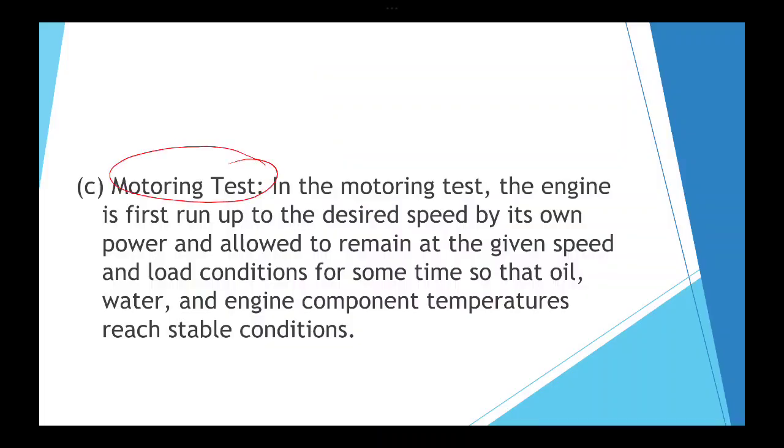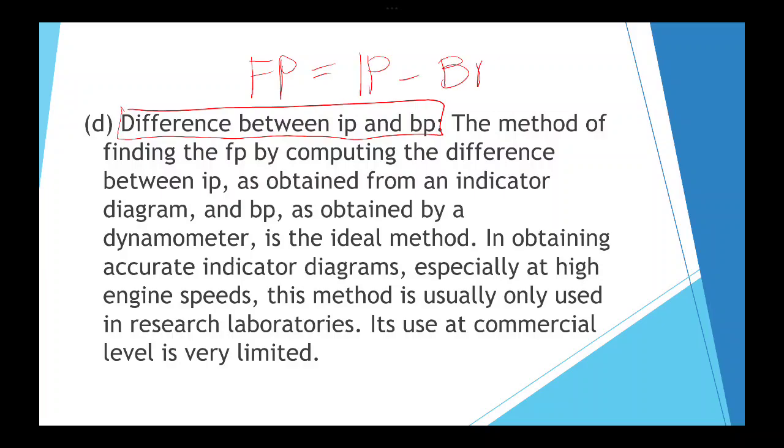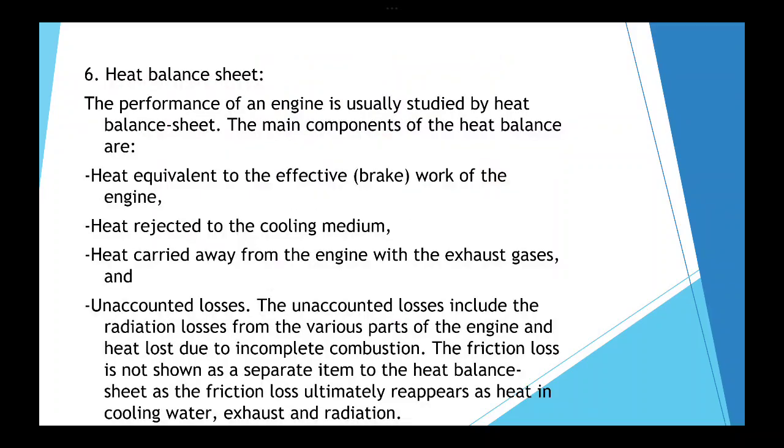You'll be running your engine until your desired speed. Then you'll be getting up your points. After the motoring test, you have your difference between indicated power and brake power, by your formula: friction power is equal to indicated power minus brake power. And that's how you determine the friction power.